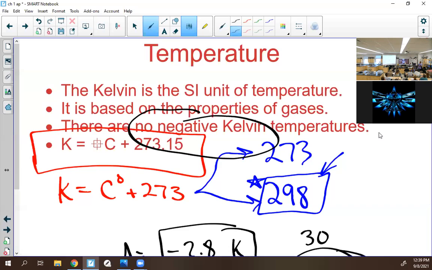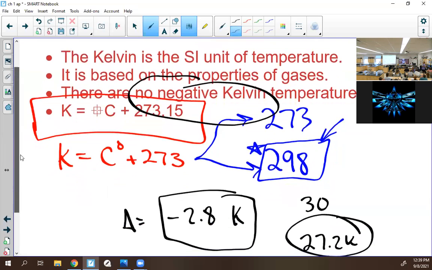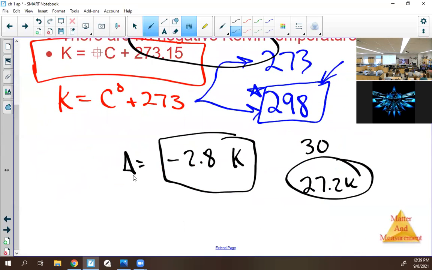So anyway, I've said it 10 times. It's plus 273. By the way, you will see delta, and it equals a negative 2.8 K. That does not mean we have a negative temperature of 2.8. That means the change, that's what delta means in chemistry. The change in temperature decreased 2.8 Kelvin.